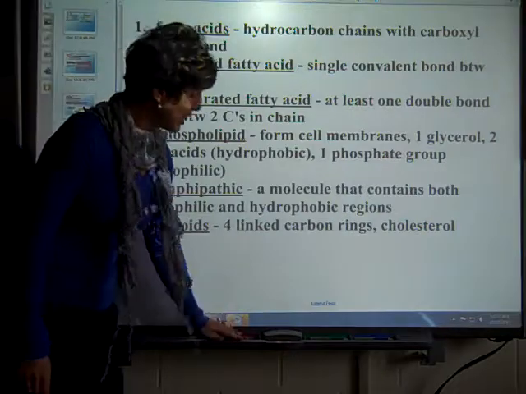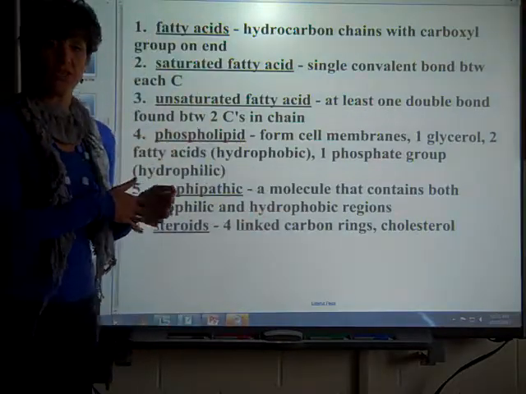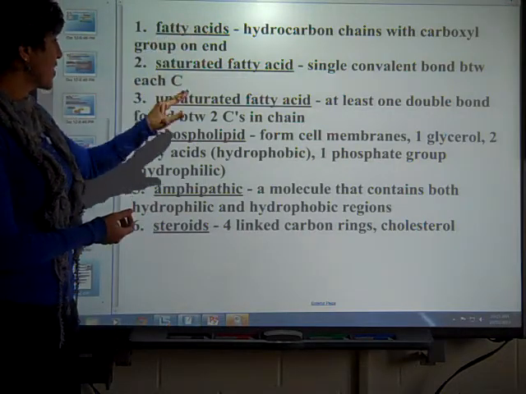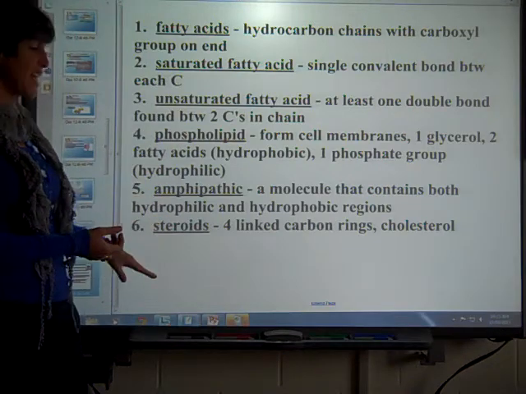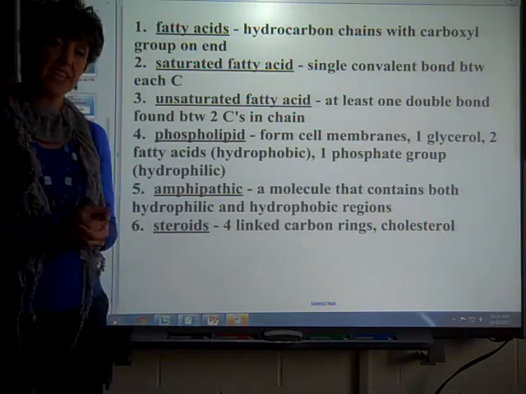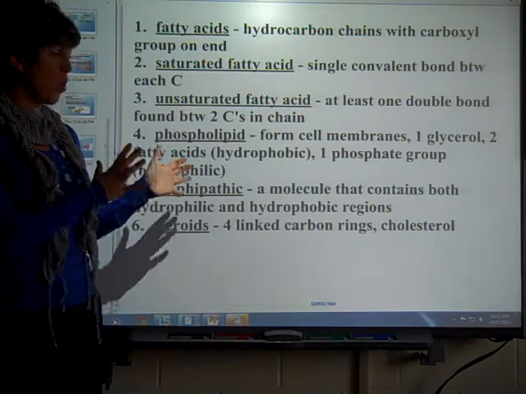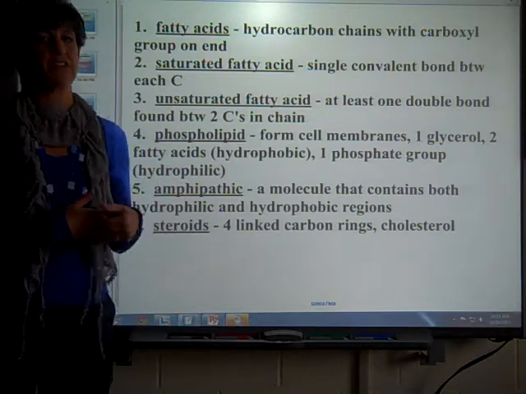All right, I lastly have some vocab here. I think it's great to have a section of your notebook be for vocab. So fatty acids, saturated fatty acids, unsaturated, phospholipids, amphipathic, and steroids. These would be some good things to add into your notes. You may pause it there if you'd like to hold that and write those down. This is from chapters 4 and 5 in your textbook.